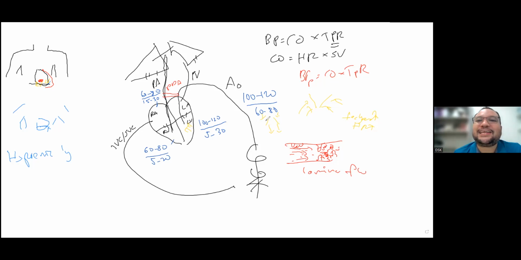Masa bila shunting ni happen? Masa closure of the valve ke? Before closure of the valve ke? Masa bila? Masa bila shunting tu jadi? After. Shunting occurs continuously. Continuously. There is no time yang tak ada shunt. There's no time yang tak ada shunt.